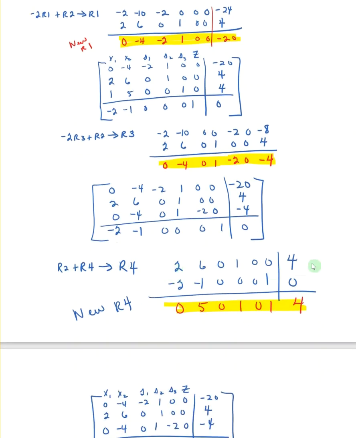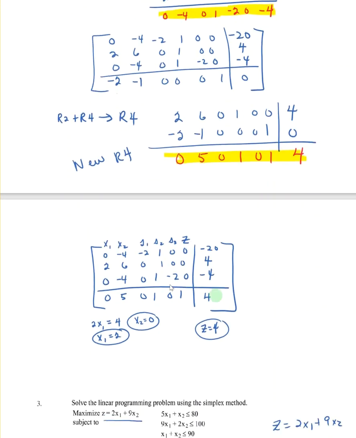So row 2 plus row 4 gives me a new row 4. So I wrote row 2, I wrote row 4, I added them. This is my new row 4. Now I rewrite the tableau, putting in the new row 4, and I can do the solution. In this column, I have all zeros and one number, so 2x1 equals 4.